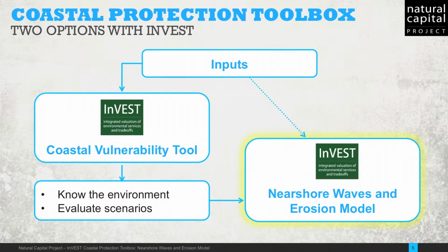The Nearshore Waves and Erosion model is part of the InVEST Coastal Protection Toolbox, which is comprised of two models, the Coastal Vulnerability Tool and the Nearshore Waves and Erosion model, which this tutorial is focused on. The Coastal Vulnerability Tool is often used first to understand large-scale patterns of vulnerability to coastal hazards in a region, to learn about the general environment and evaluate scenarios. Then, regions of particular interest are examined in greater depth using the Nearshore Waves and Erosion model.